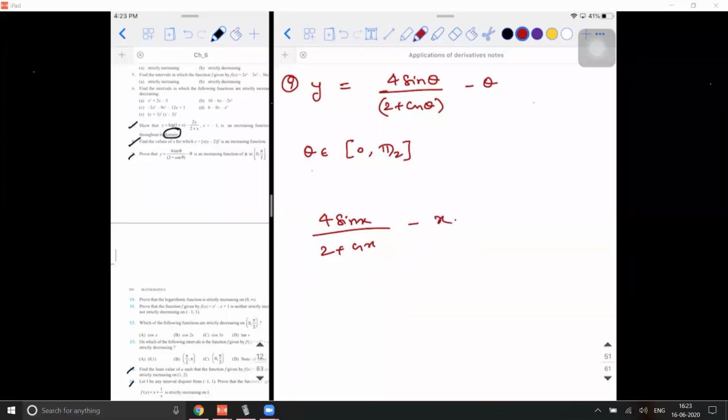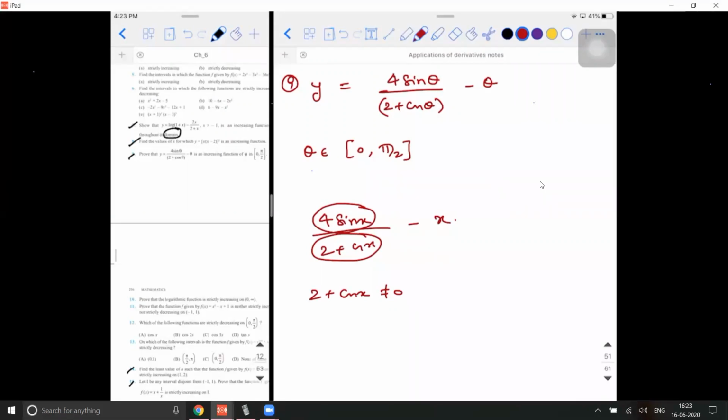For those who don't understand, listen. Wherever you have a fraction, in that fraction you need to always ensure that the denominator is not equal to 0. So 2 plus cos x should not be equal to 0. And remember, the domain of cos and sine is real numbers. Yes, sir.